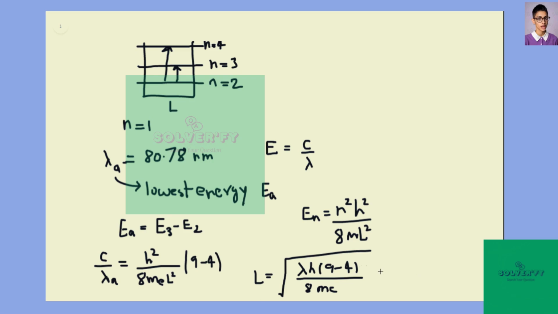Once you plug in all the numbers and convert this into eVs, we get 0.350 nanometers. So you need to ensure that all the variables or all the constants have the respective units, and we get L is equal to 0.350 nanometer, which is equal to 350 picometers.